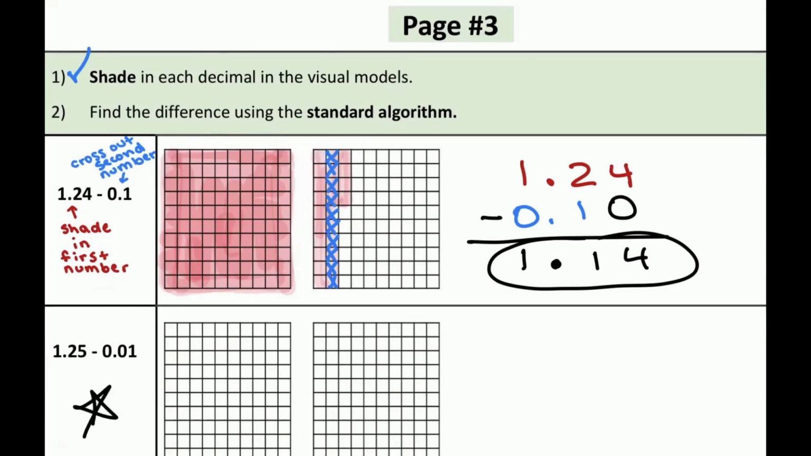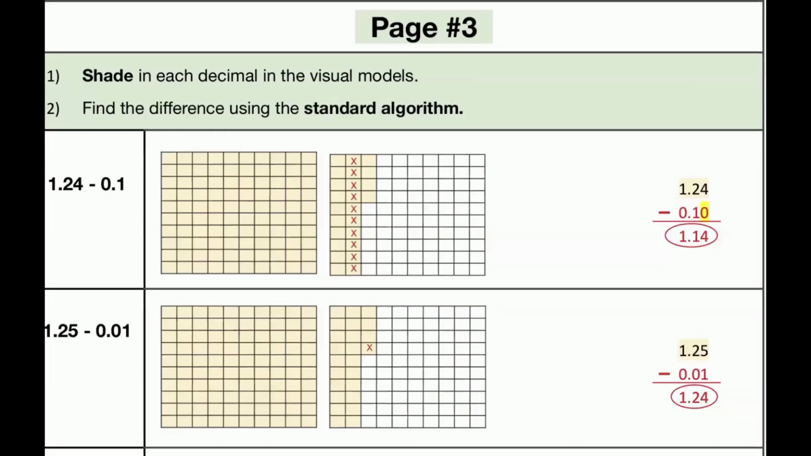Go ahead and complete this next problem on page 3, then come back to the video to check your work. Go ahead and check your work for our second problem, fix any errors. Then complete the rest of page 3 and get feedback from your teacher and check in with them. Come back to the video when you're ready for page 4.